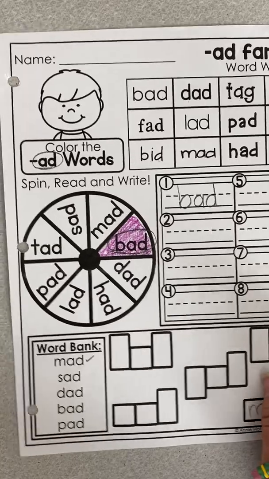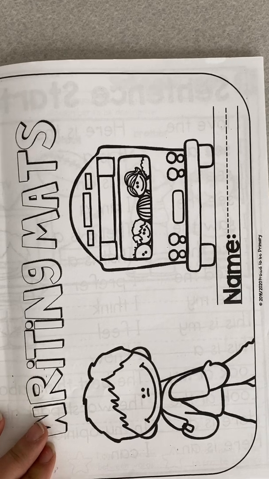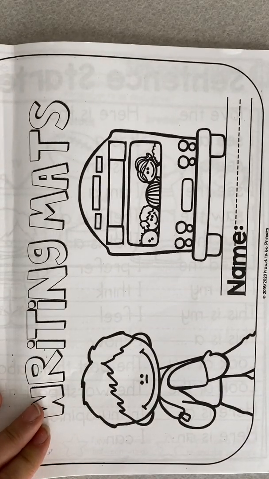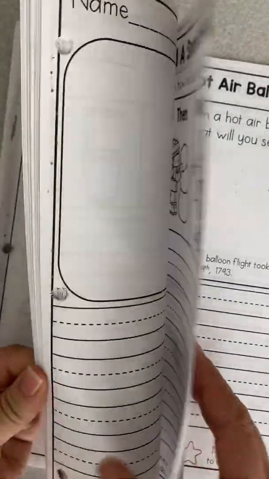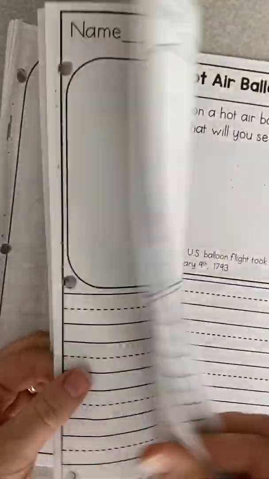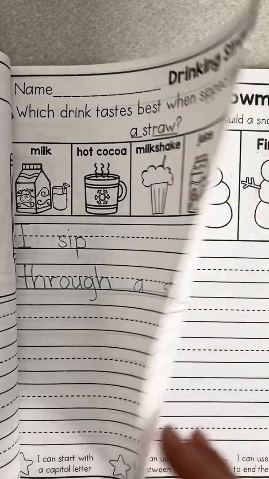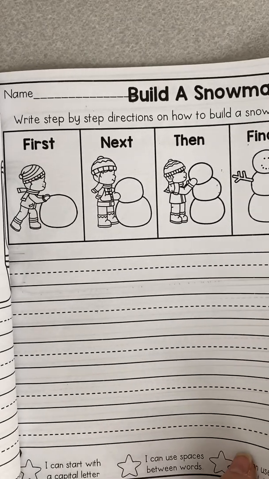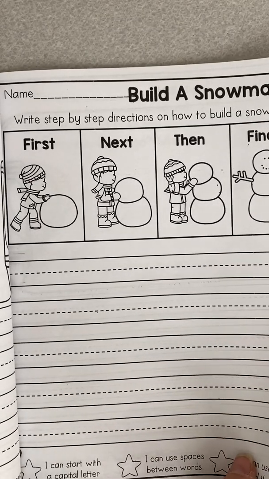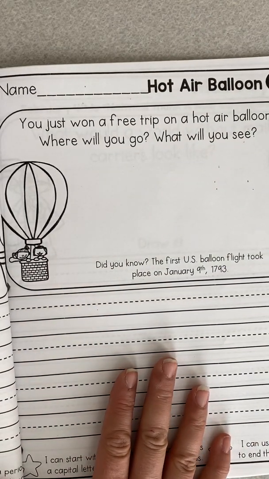All right, the next thing that we're going to do, boys and girls, we are going to get out our writing mat, and you are going to turn to the page that we did in school the other day. This one was drinking through a straw. Then the next one is a snowman. We are going to skip that one because we are saying goodbye to our snowy, snowy weather, and we're going to turn to the hot air balloon one.